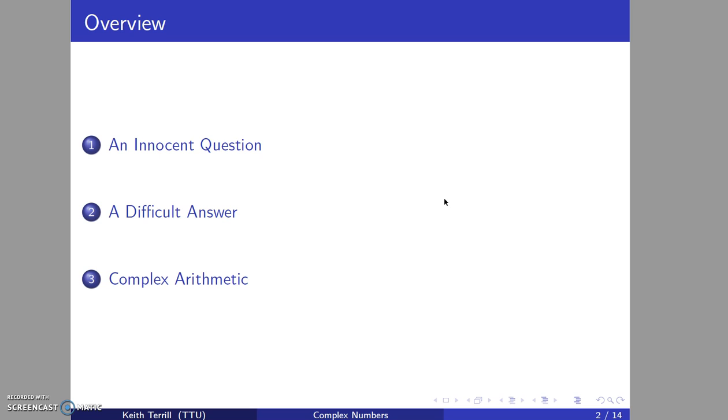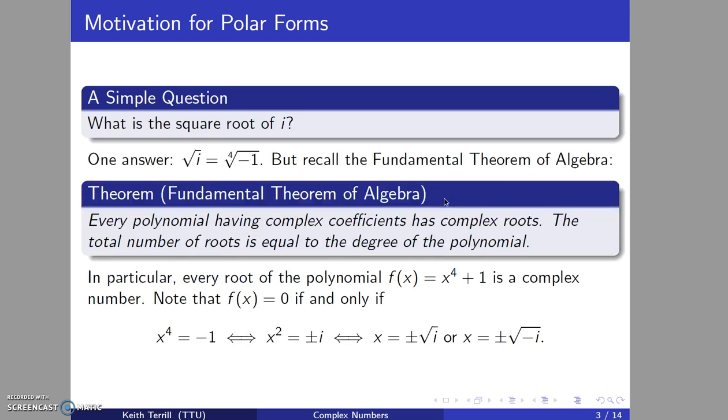Let's ask one of the easiest questions that I've ever asked. What is the square root of i? What is the square root of i? Now, on the surface, that sounds rather innocent, right? The square root of i is the square root of -1, so it's the fourth root of -1, right? Well, that's true, but that's missing a little bit of information.